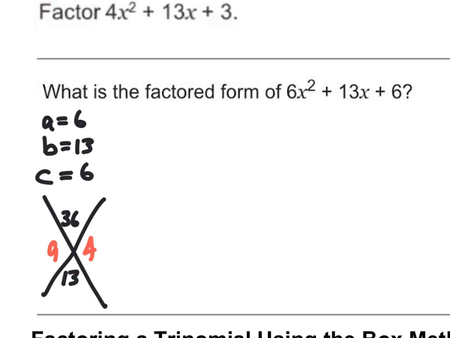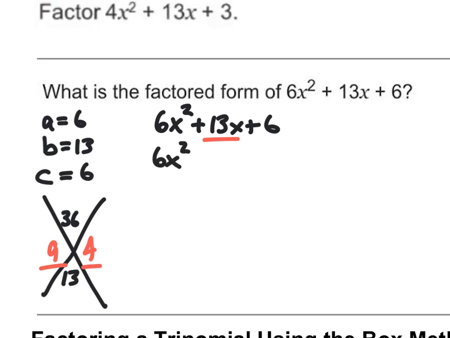So what I'm going to do is take my trinomial, 6x squared plus 13x plus 6, and split up this 13x. I'm going to use 9 and 4 to do that. So I've got 6x squared, plus a 9x, and then plus a 4x, and then plus 6. Now what I want to do is group these. I'm going to group the 6x squared and the 9x. I'm going to group the 4x and the 6. And so what can I factor out of the 6x squared plus 9x?